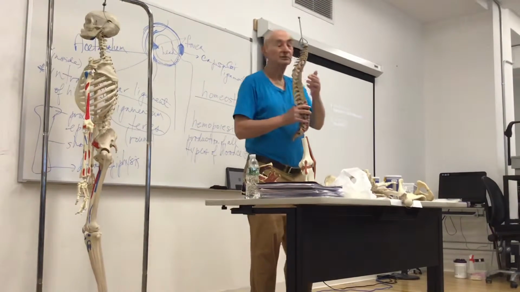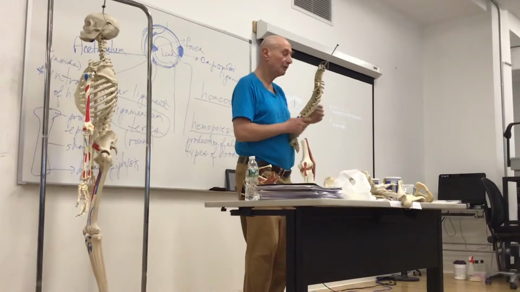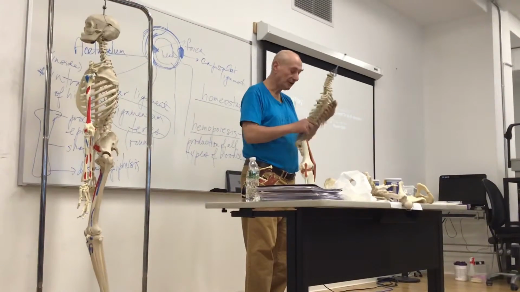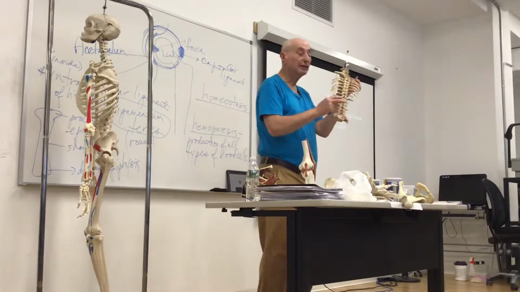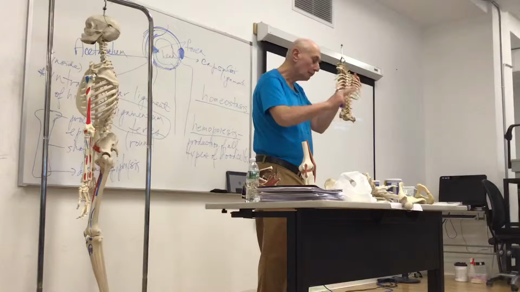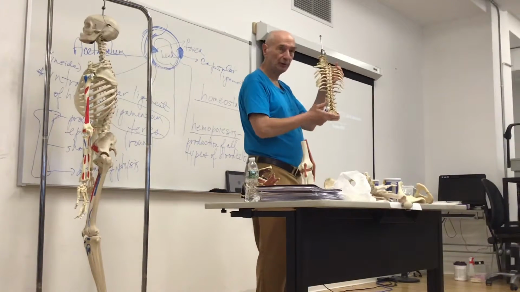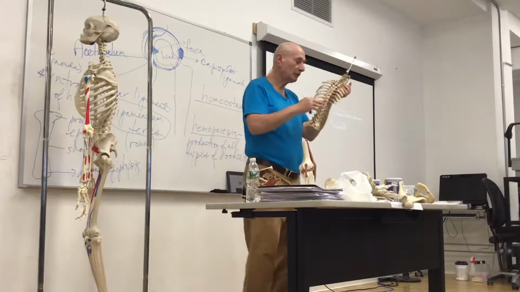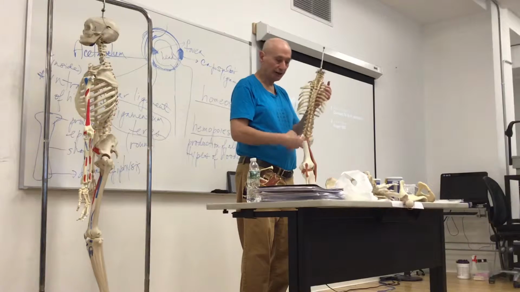7 cervical and 12 thoracic, T1 through T12, 5 lumbar, L1 through L5, then that's 24. 1 sacrum, a fused bone, 1 coccyx, also a fused bone. So 7 cervical, 12 thoracic, 5 lumbar, 1 sacrum, 1 coccyx.